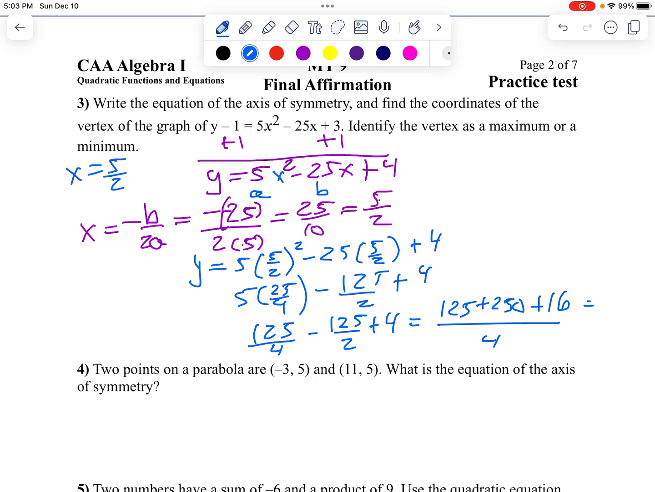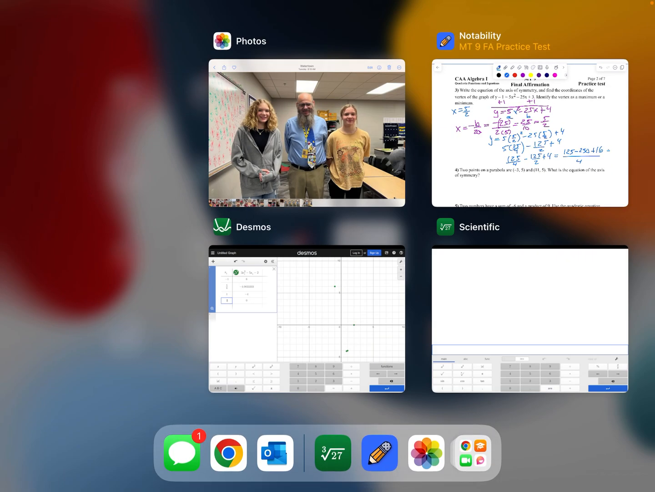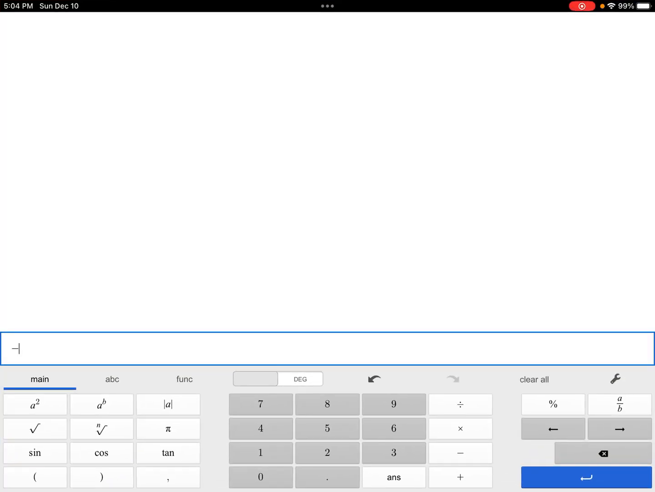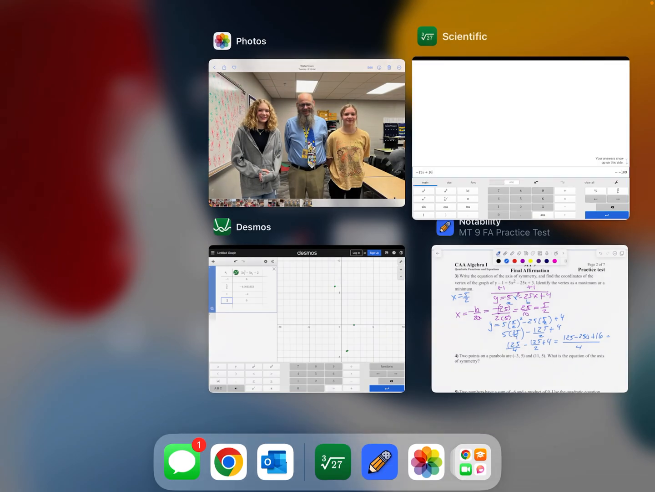that was a minus, by the way. Dang it. Minus. So negative 125 plus 16. Negative 125 plus 16 turns into negative 109.